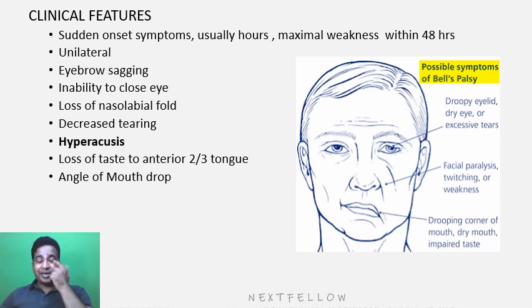So the patient will have dry eyes, drooping of the eyelids, and loss of the nasolabial fold. See, this nasolabial fold will be lost. There will be drooping of the angle of the mouth. You can see here the mouth angle gets dropped. Whenever the patient tries to smile, only the normal side will move and this side will be like a poker face because there will be no movements.